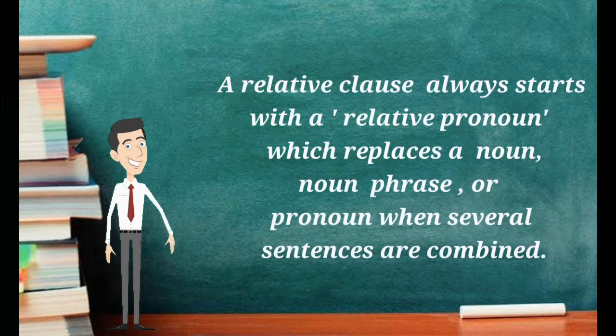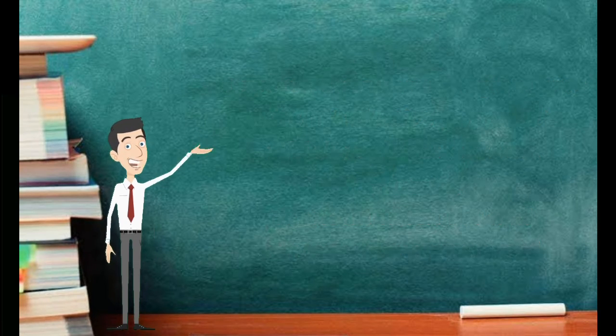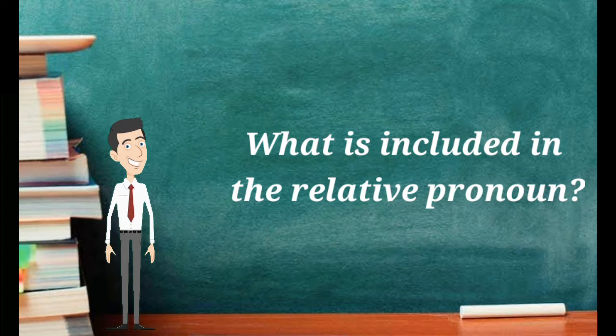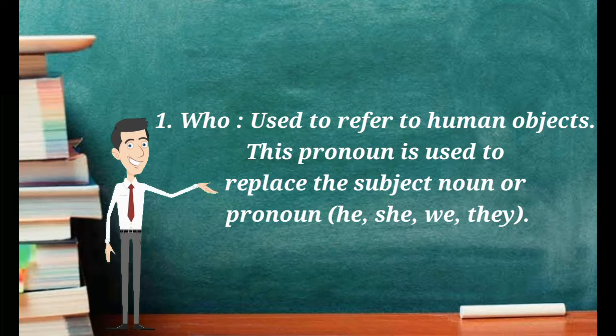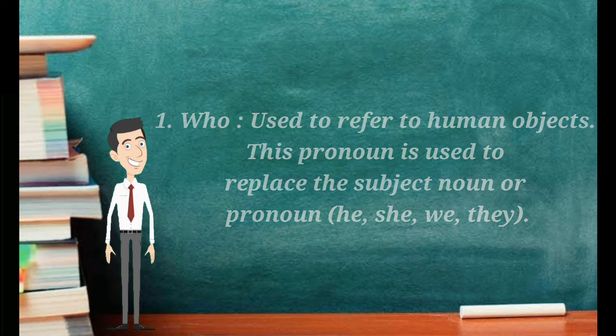Adjective clause always starts with a relative pronoun, which replaces a noun phrase or pronoun when several sentences are combined. What is included in the relative pronoun? 1. Who, used to refer to human object. This pronoun is used to replace the subject noun or pronoun he, she, we, they.